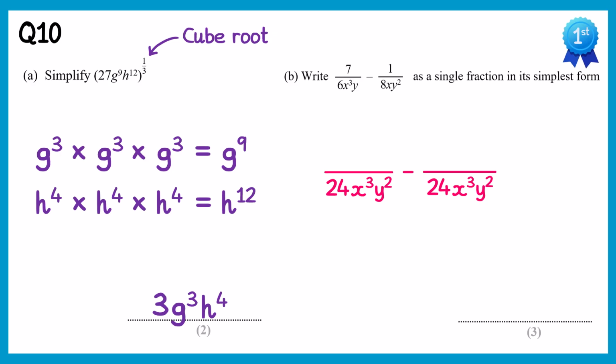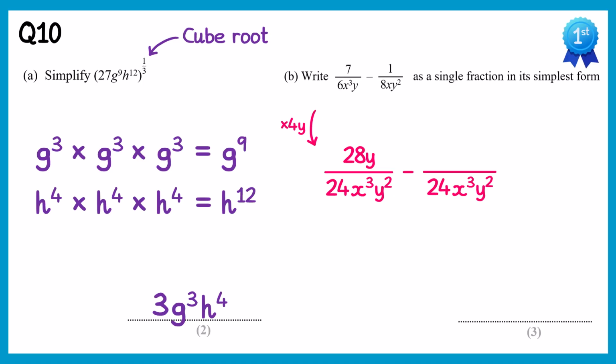To do this, we need to consider what we would have multiplied 6 x to the power 3 y by to get 24 x to the power 3 y squared. Well, to get from the 6 to the 24, I would have multiplied by 4. Now the x to the power 3 already matches, so that's good. And to get from the y to the y squared, I would need to have multiplied by y once again. So I need to multiply my numerator by 4y. 7 lots of 4y is 28y.